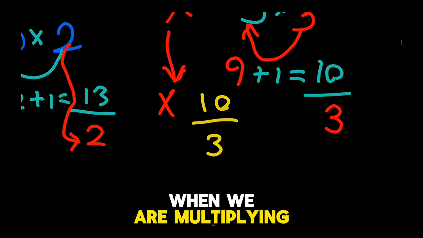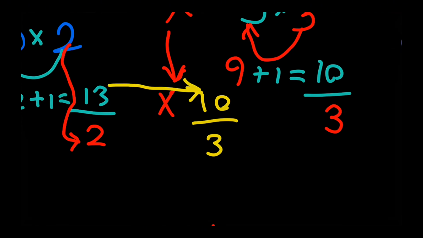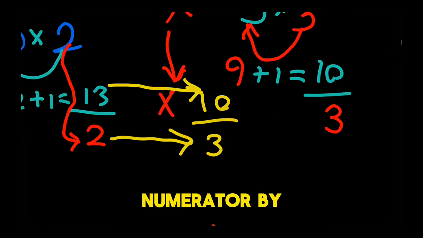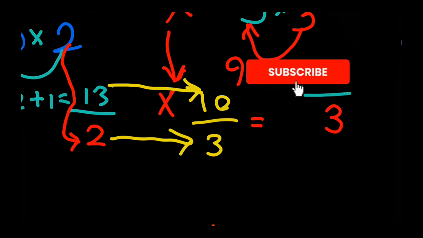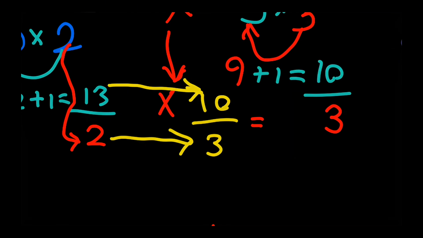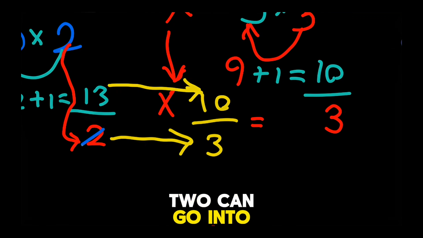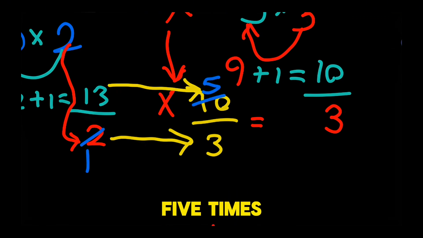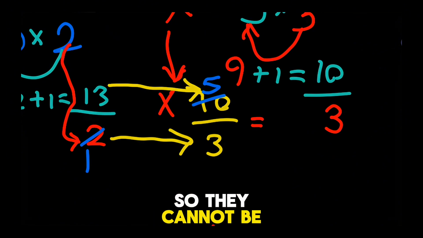When we are multiplying fractions, we multiply across: numerator by numerator, denominator by denominator. And then we would reduce, or we can reduce first and then multiply. So let's reduce. 2 can go into itself once, and 2 can go into 10 5 times. Both the 3 and the 13 are prime numbers, so they cannot be reduced.